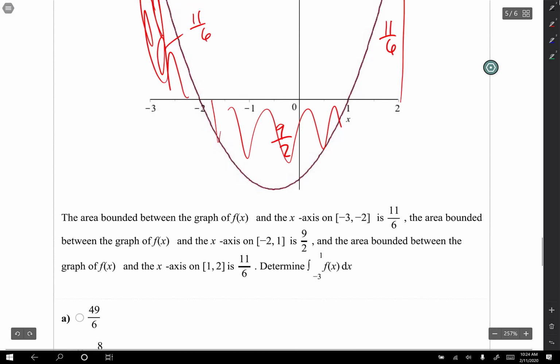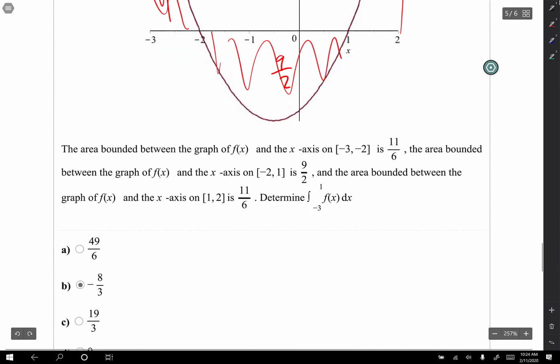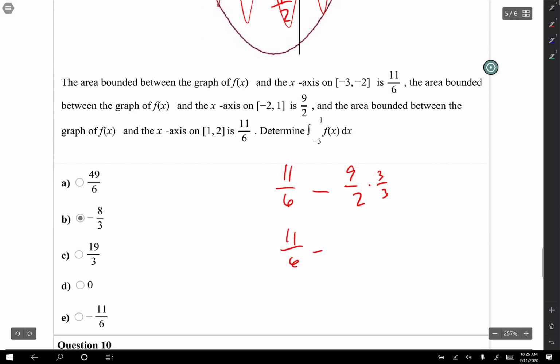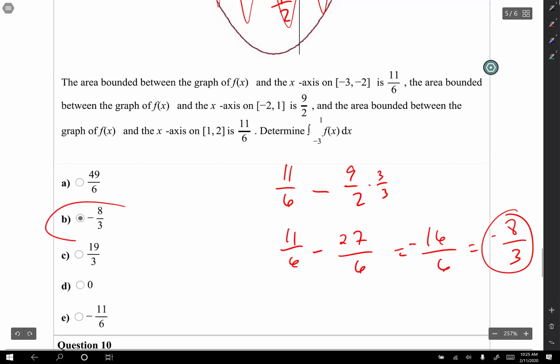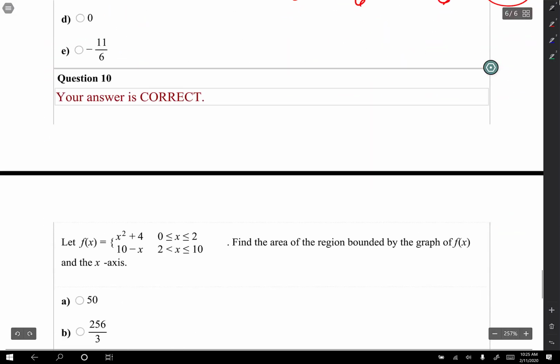Determine the area between negative 3 and 1. That's pretty straightforward. It's 11 over 6 minus 9 over 2. So common denominator, multiply this guy by 3 over 3. So 11 over 6 minus 27 over 6. So 11 minus 27 is negative 16. Negative 16 over 6, let's reduce that. So that's going to be negative 8 over 3. There it is, guys.